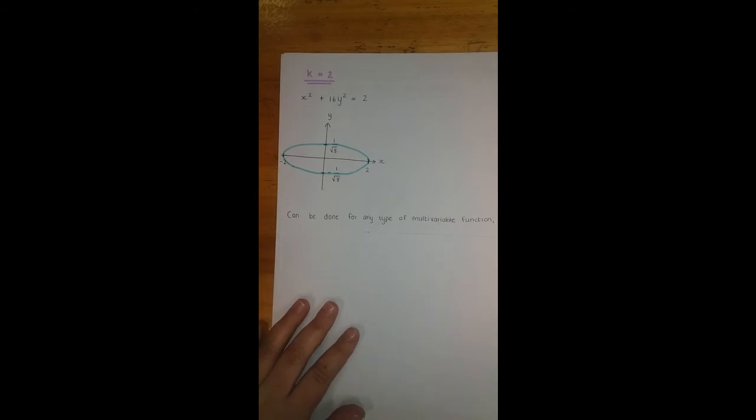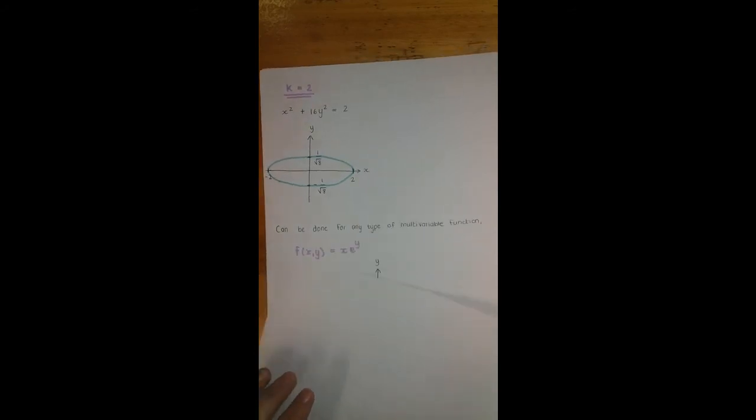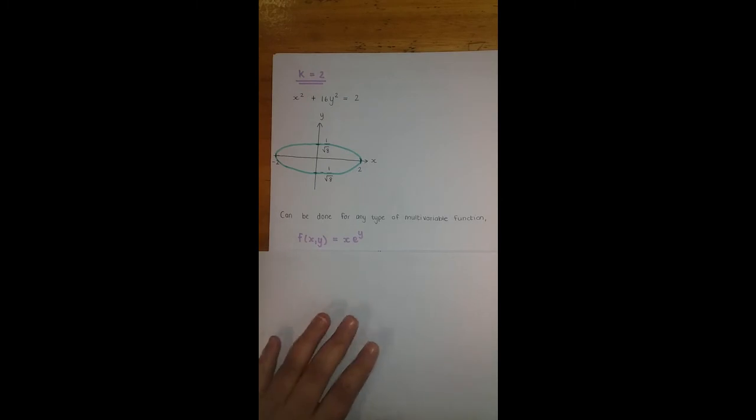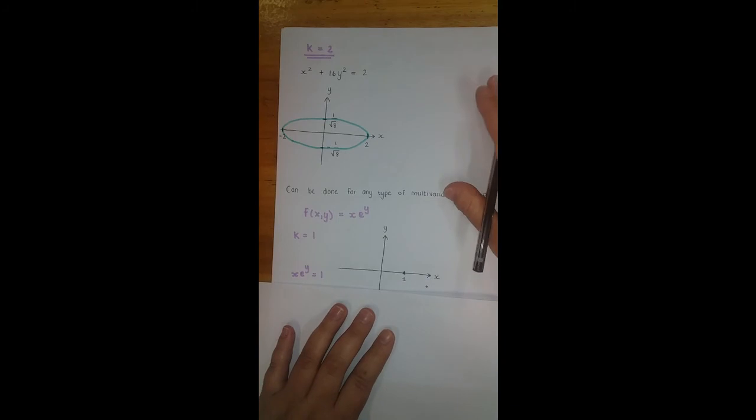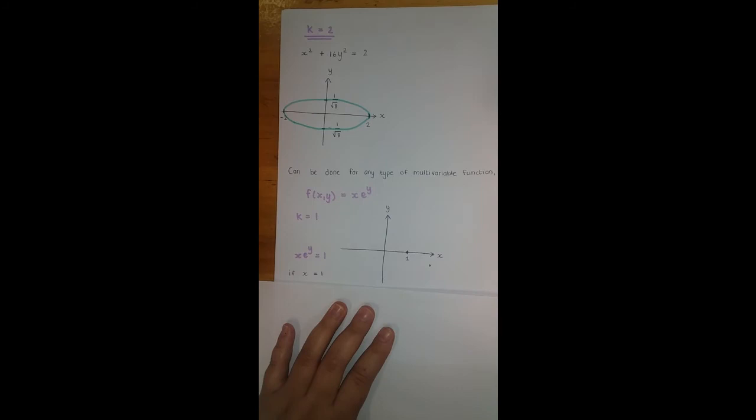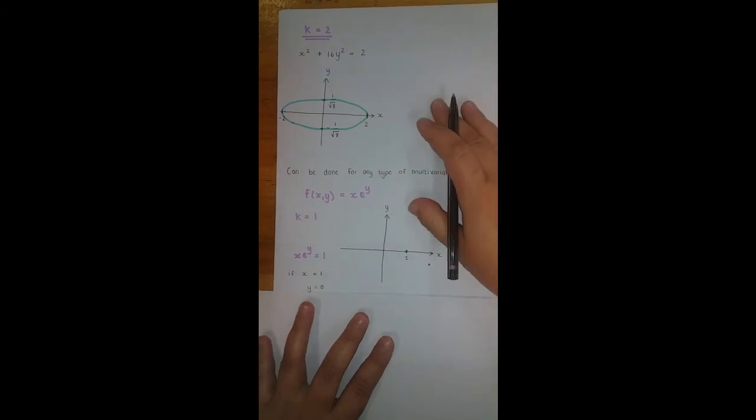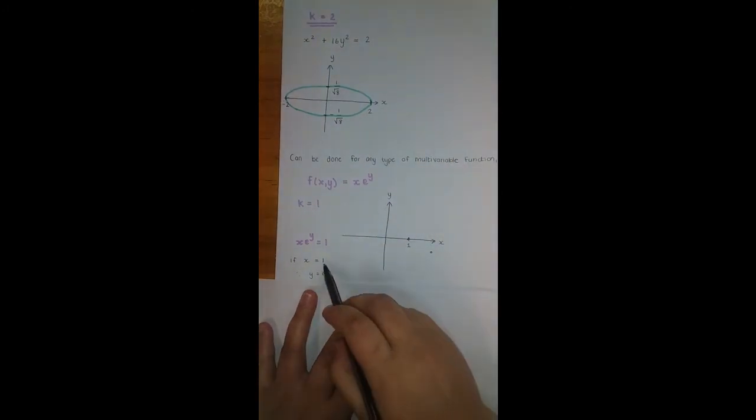Note that this can be done for any type of multivariable function. Let's say you have f(x,y) is equal to x e to the power of y, and they ask you to sketch the level curve where k is equal to 1. So then you say x e to the power of y is equal to 1, and then to get the shape, since you don't know exactly what the shape is, you say if x is equal to 1 here, what would y be? If x is equal to 1, we can calculate it and we know that y is equal to 0. So you can sketch a dot here.